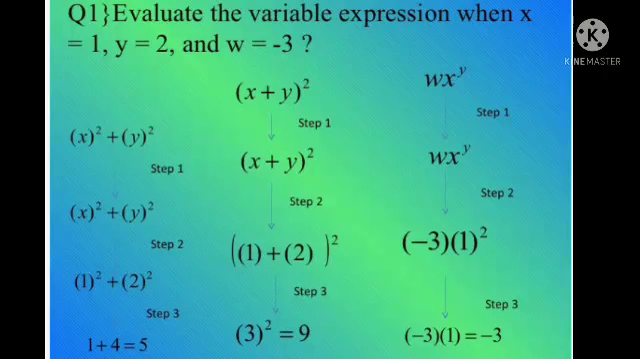Evaluate the variable expression when x is equal to 1, y is equal to 2 and w is equal to minus 3. So the first example, x raised to the power 2 plus y raised to the power 2 gives, when we substitute the value, 1 square plus 2 square. So 1 plus 4 is equal to 5. Next one, x plus y raised to the power 2. So we substitute the values. So 1 plus 2 raised to the power 2. So 3 square, that is 3 raised to the power 2 is equal to 9.